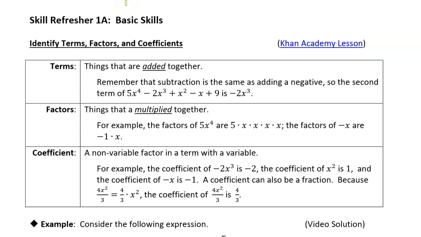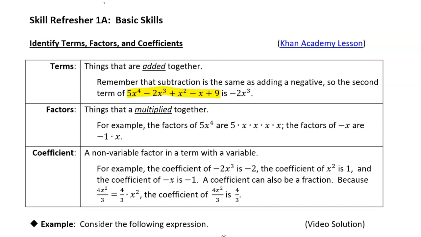So if we have an expression like this, right? We have this long expression here, 5x to the fourth, minus 2x cubed plus x squared minus x plus 9. All right. There are 1, 2, 3, 4, 5 terms in this expression. All right. And the first term is 5x to the fourth. All right. Now, then we have a minus 2x cubed.